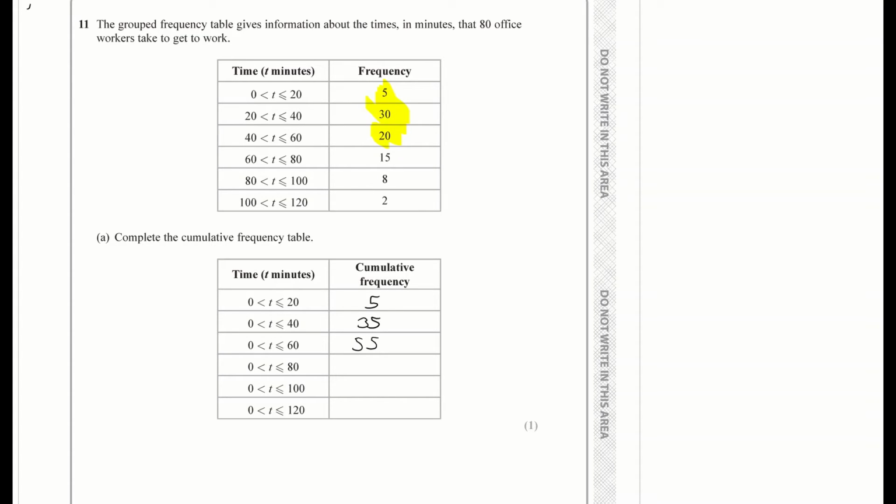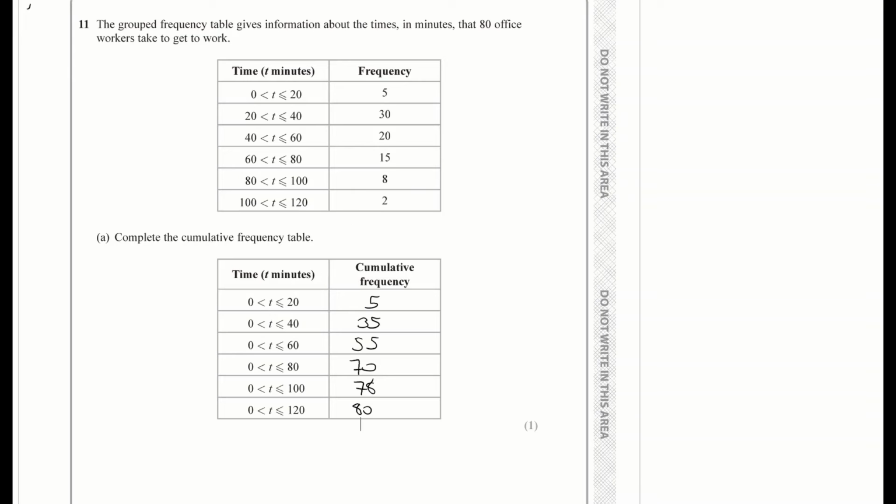I'm now looking at 0 minutes up to 80, so I need to add in these 15 now, which is bringing me to 70. From 0 to 100, I need to add in this 8, which brings me to 78. And finally, from 0 minutes up to 120 minutes, I need to add in this 2, which brings me to a total of 80.